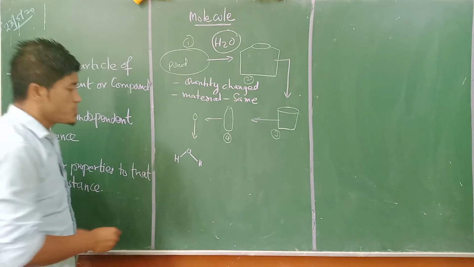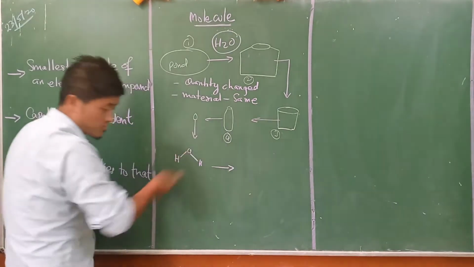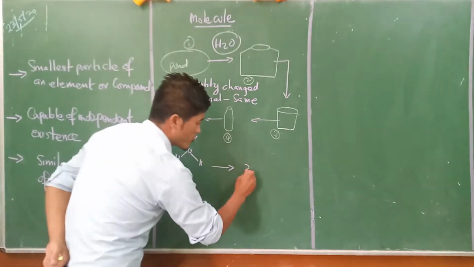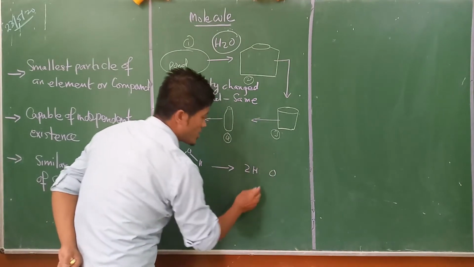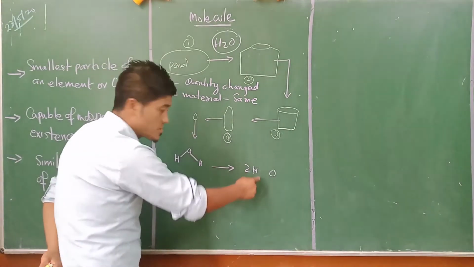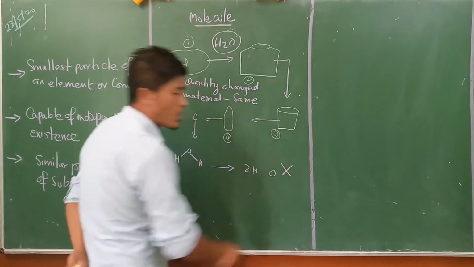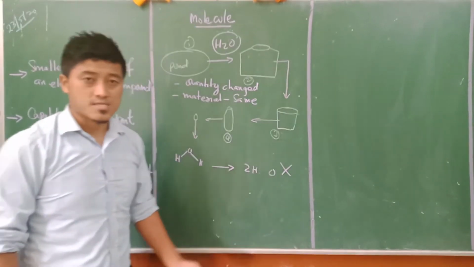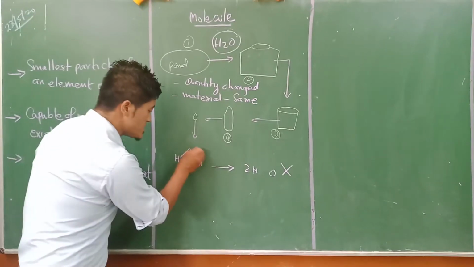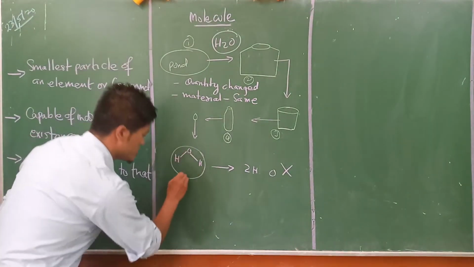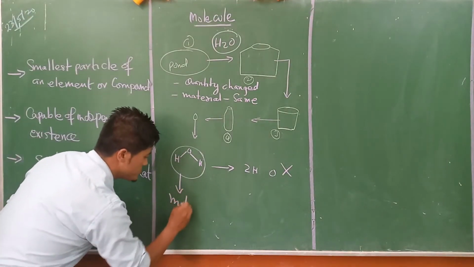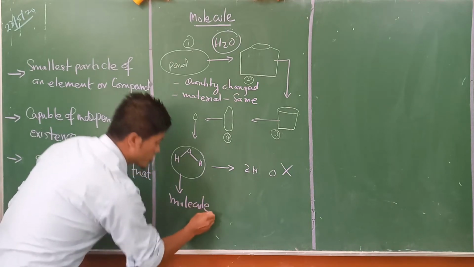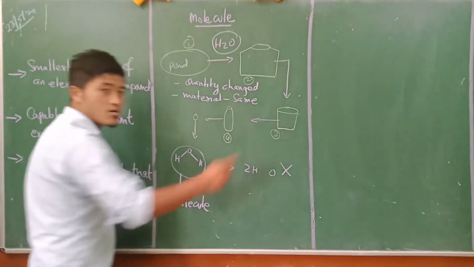Now if we further break this down, what will we get? We will get 2 hydrogen and 1 oxygen. Now is this water? No. Now this is no longer water. Why? Because there are no attractive forces between them. So now we call this particular thing a molecule, whereas we are not going to call this a molecule.